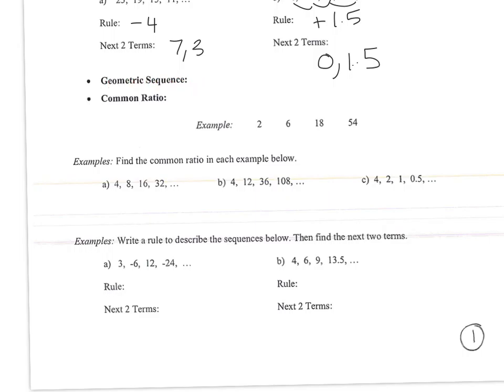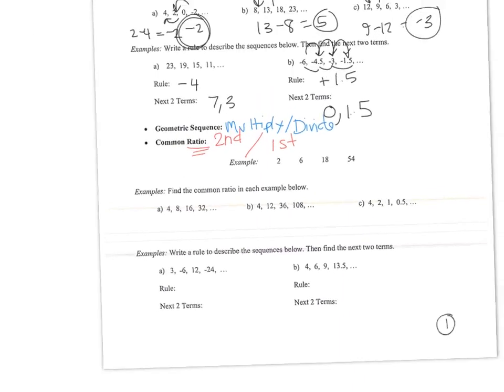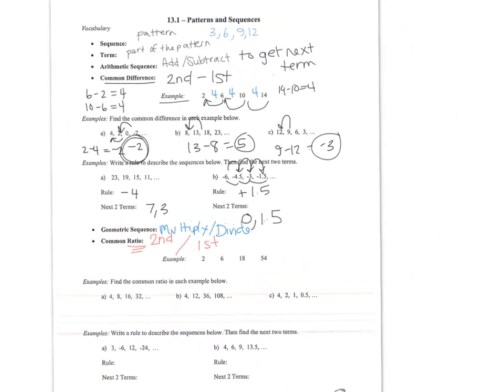Geometric is when you multiply or divide to get the next number. Just like we had arithmetic with the common difference, there is a common ratio, which is the second term divided by the first term. In the arithmetic sequence, the common difference was second minus the first term. The common ratio is second divided by first term.